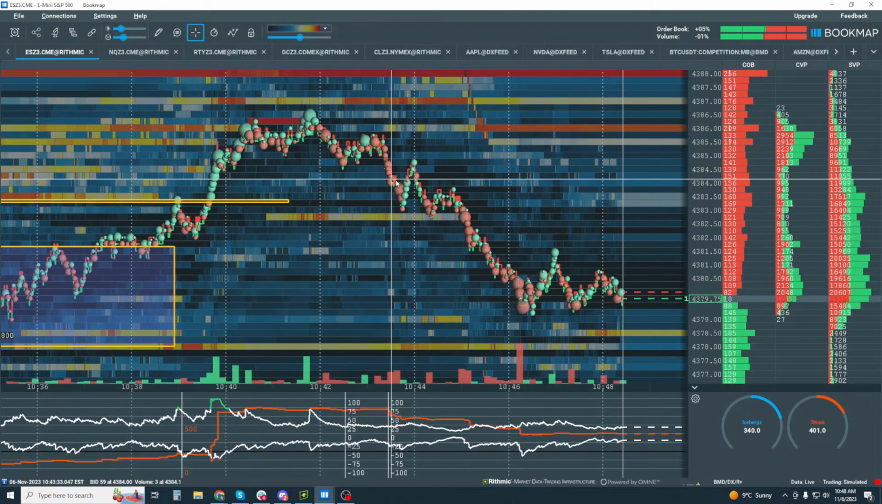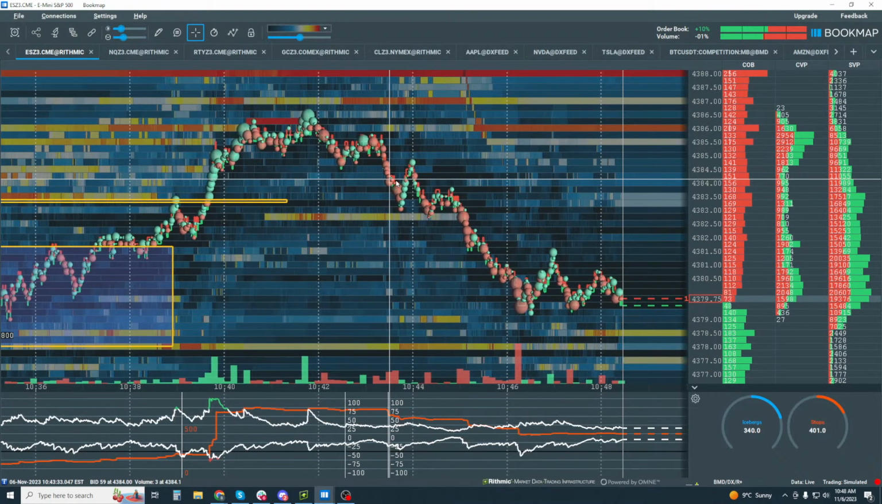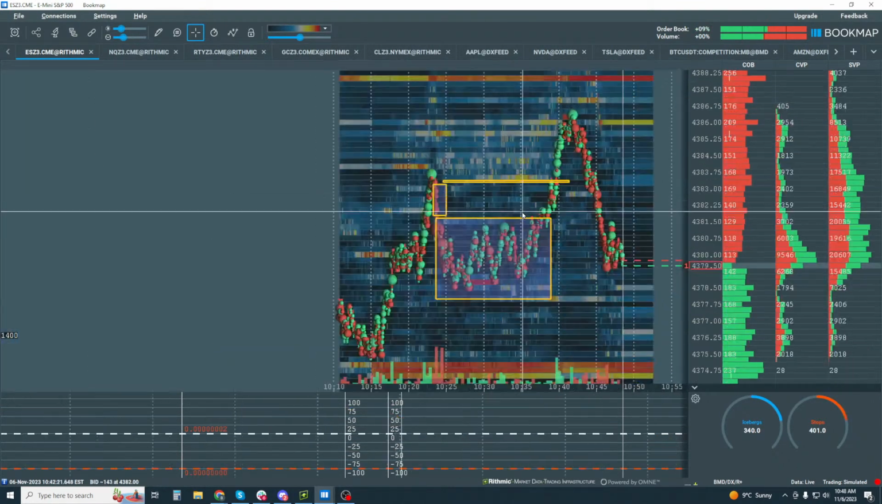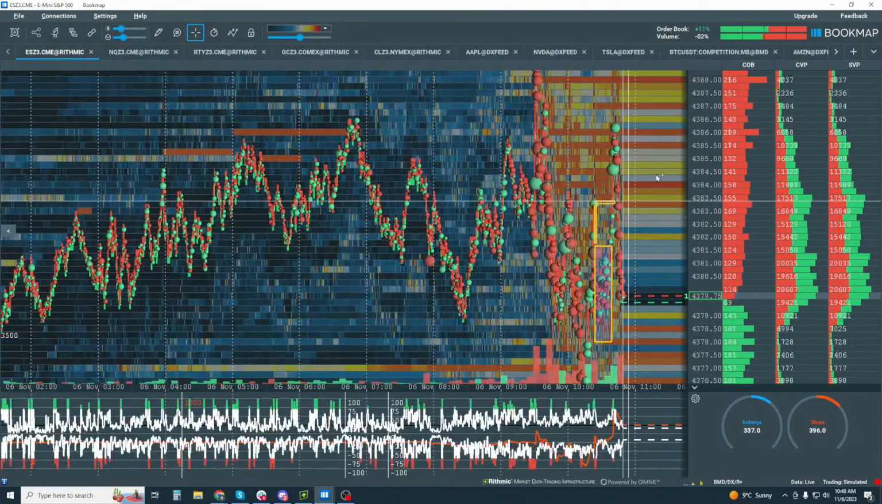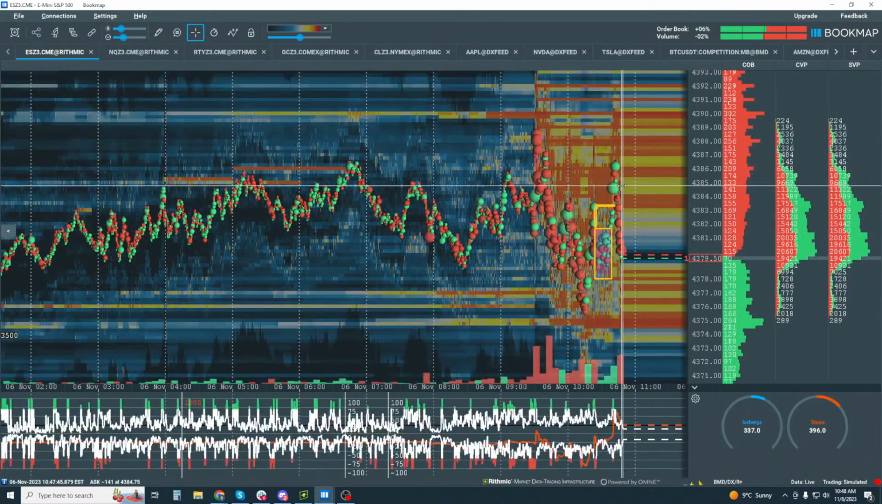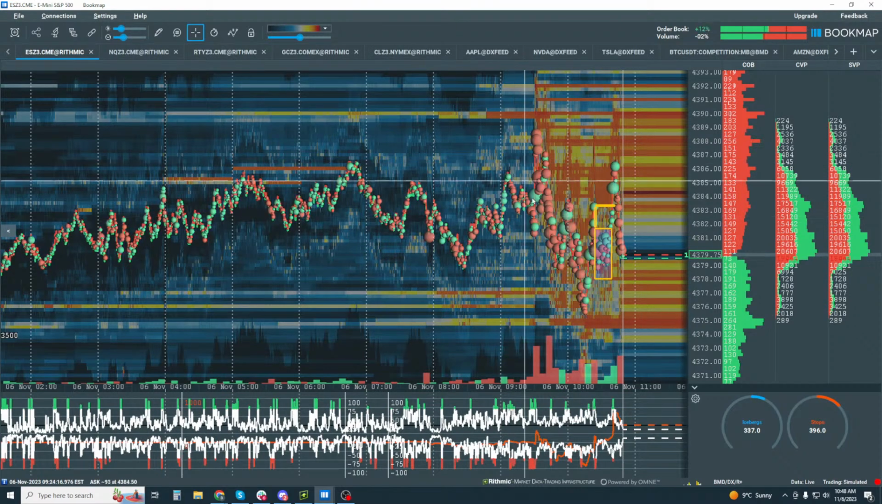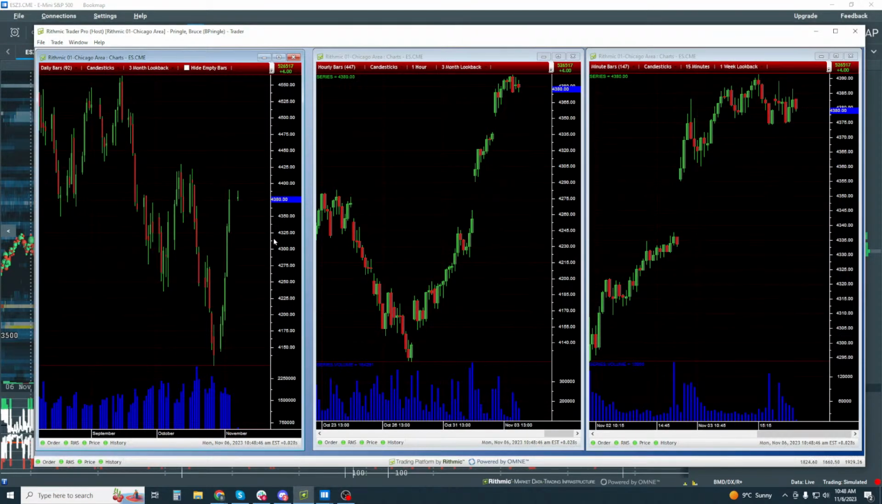Noah, can we look at the bigger picture? Absolutely. I haven't done that yet, and in fact, I keep avoiding that, not on purpose, but you can see it's been a pretty choppy day here. A lot of back and forth in here. So let's take a quick look here.